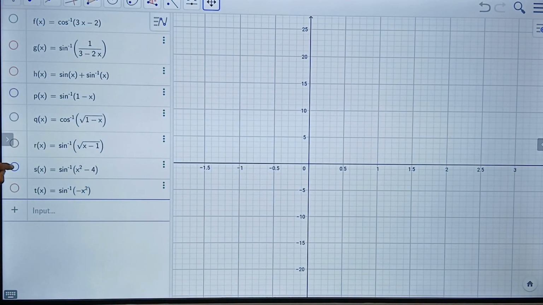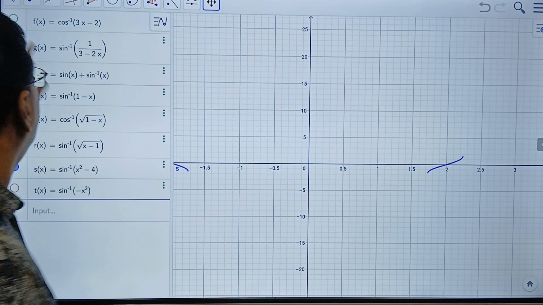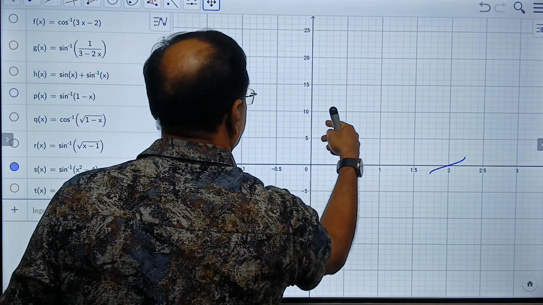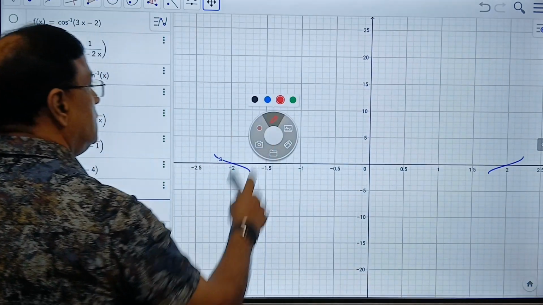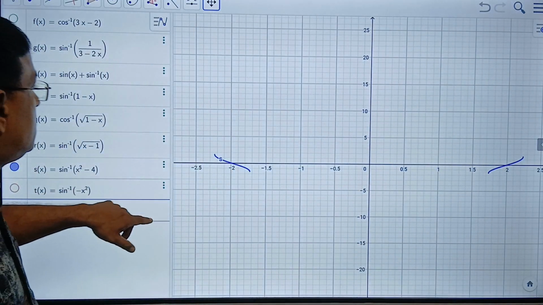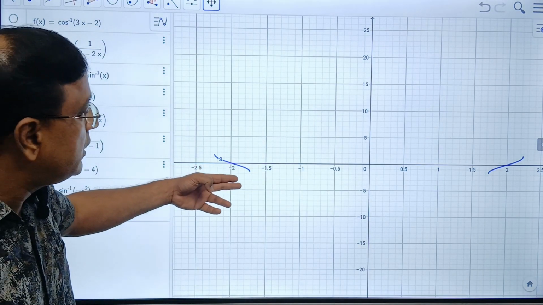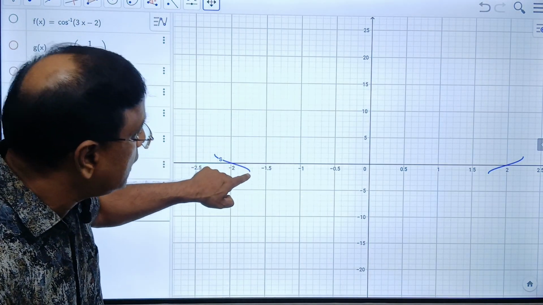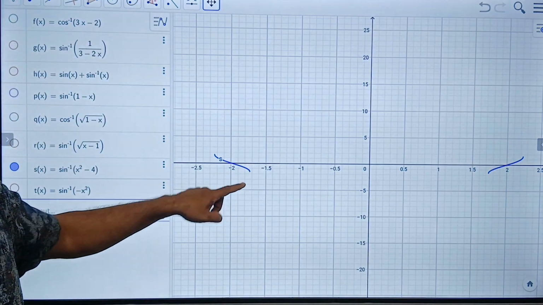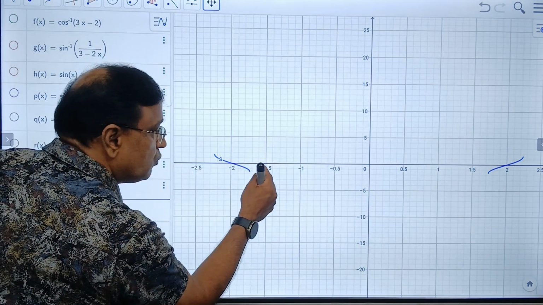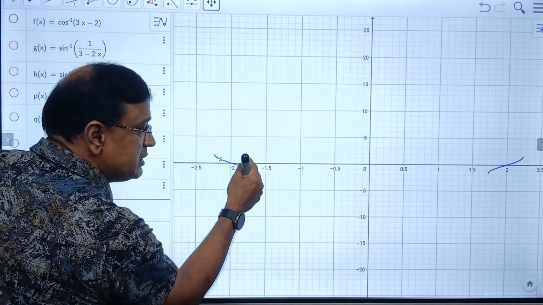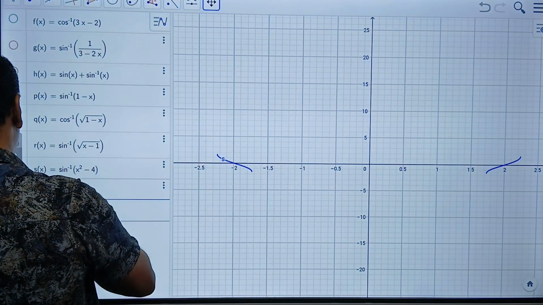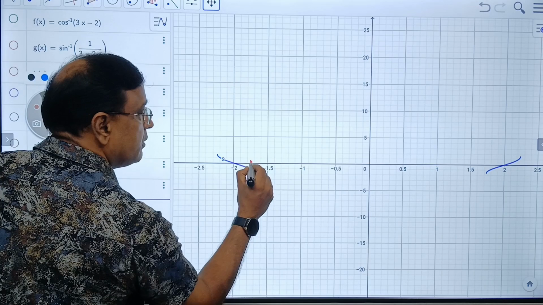GeoGebra. Look at this. Actually, I'll just move this slightly so that you can see the graph. You can see clearly. The values are not very clear here. It is from minus root 5 to minus root 3. Root 3 is minus 1.732. This is minus 1.5. So this will be minus 1.732.